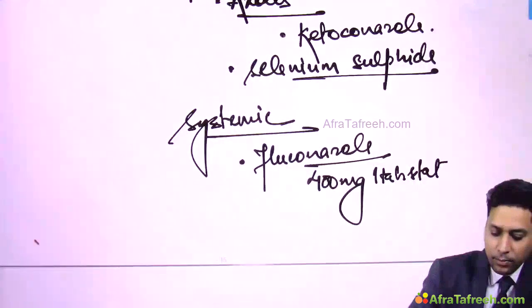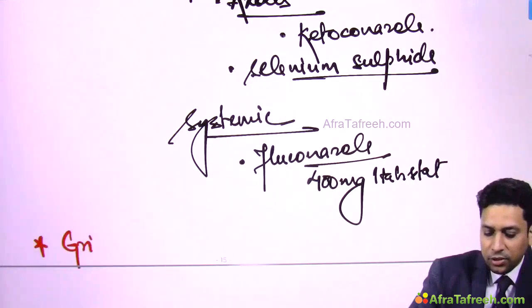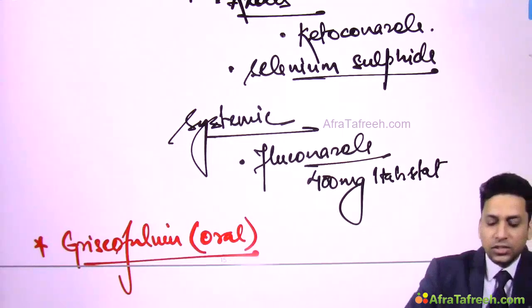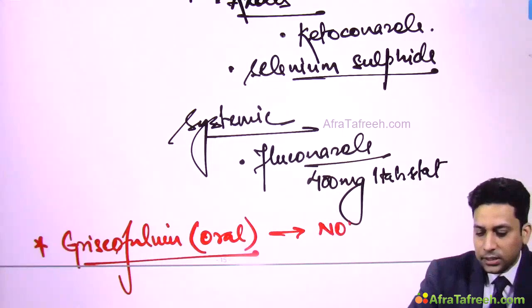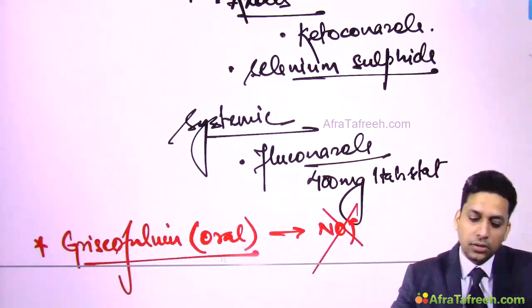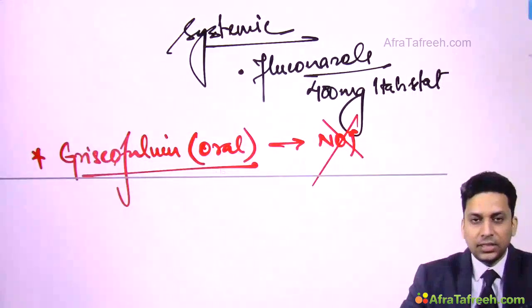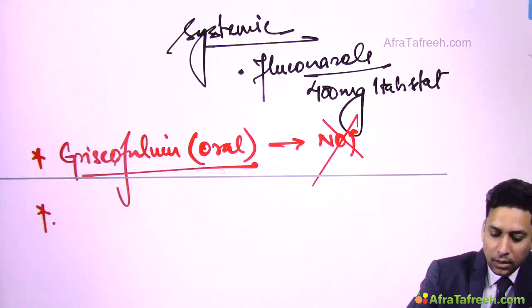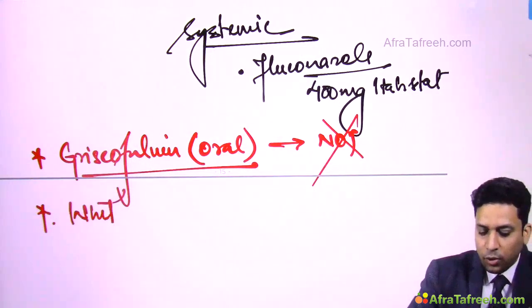The important point to remember here is that griseofulvin, which is oral drug, so this oral griseofulvin is not effective in these cases, so it should never be used. This is not effective in pityriasis versicolor, that is this Malassezia infection. Another point to remember is Whitfield ointment.